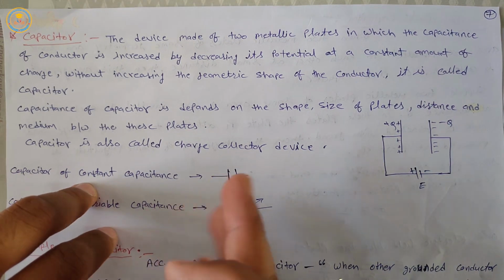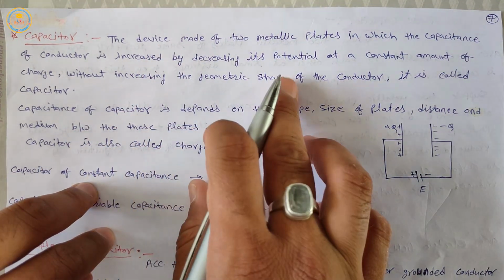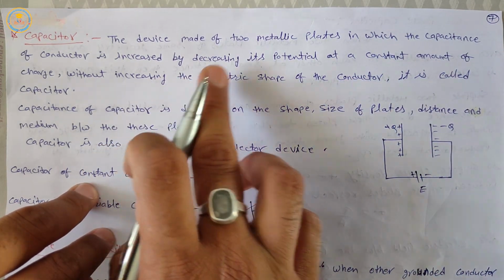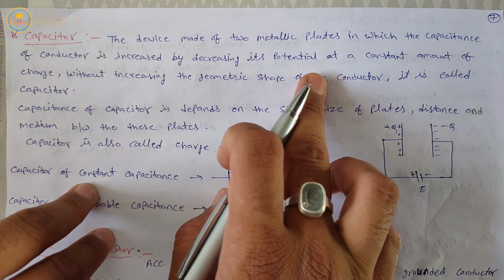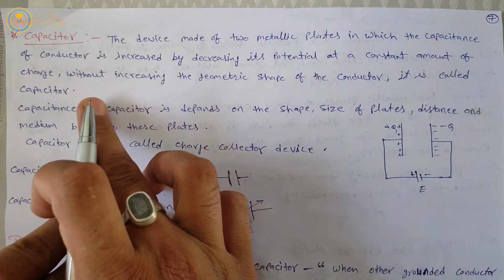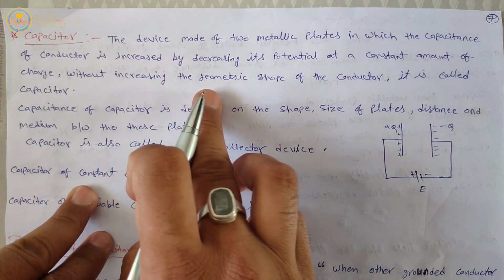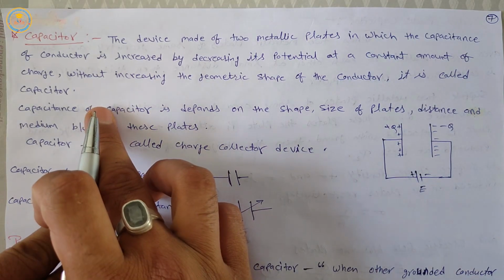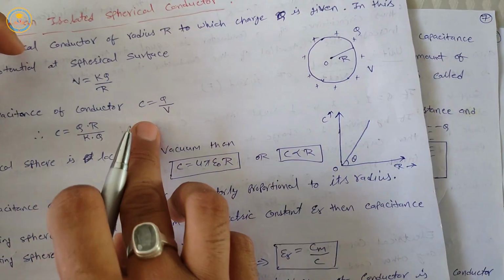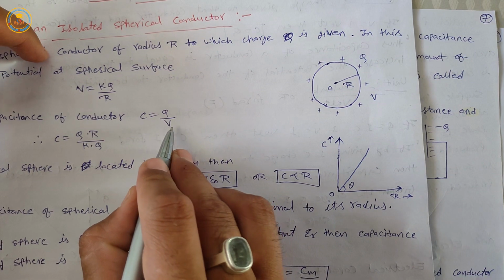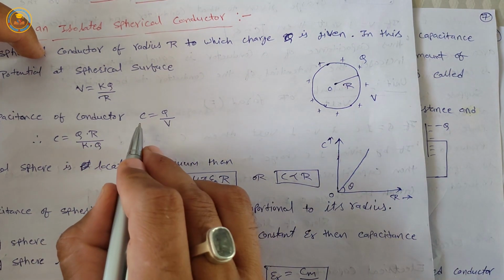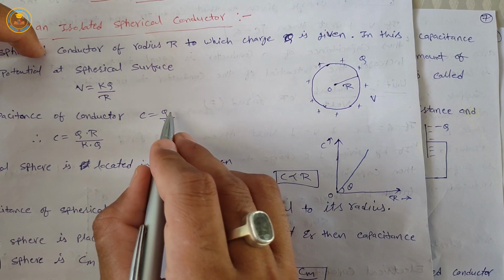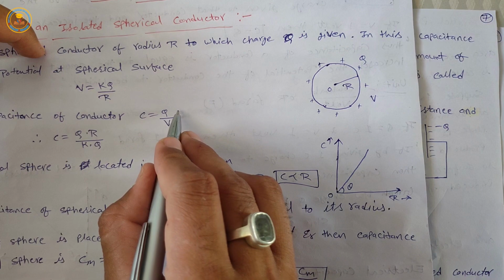So what is a capacitor? The device made of two metallic plates in which the capacitance of a conductor is increased by decreasing its potential at a constant amount of charge, without increasing the geometric shape of the conductor. This device is called a capacitor. According to this formula, if we decrease the electric potential, then the capacitance of a conductor will increase at a constant amount of charge.